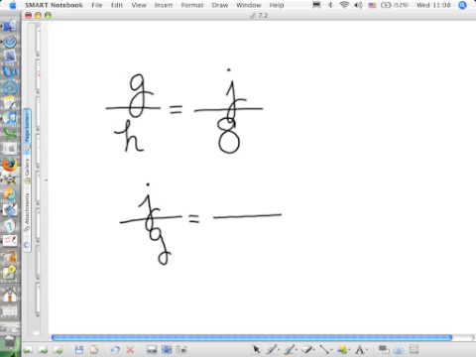If G over H equals J over 8, then J over G equals what? 8 over H. We want to see 8G and HJ. Do we? Yes, we do. Making sure that our patterns remain the same.